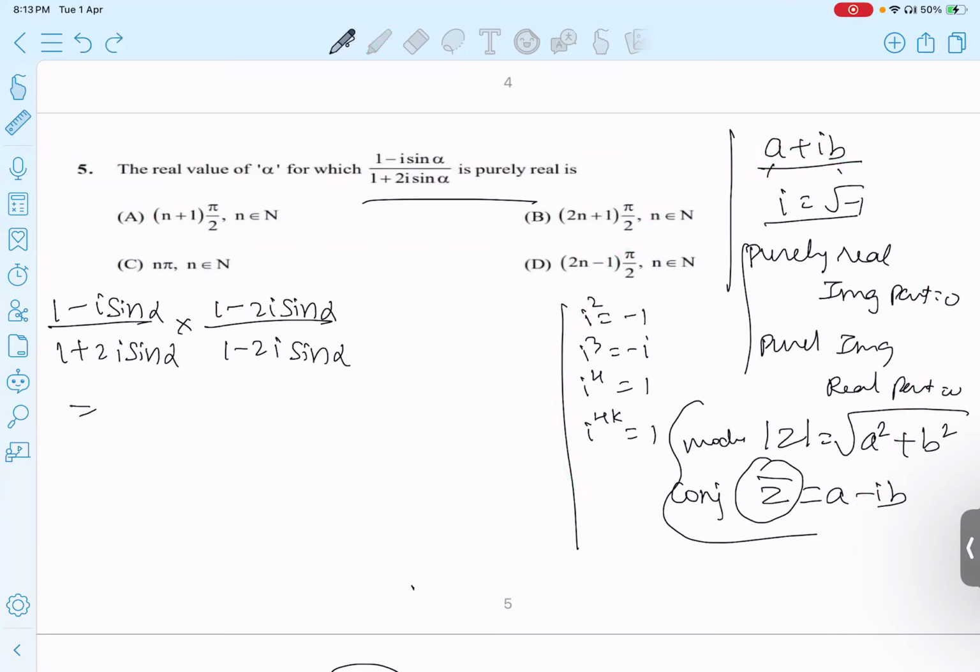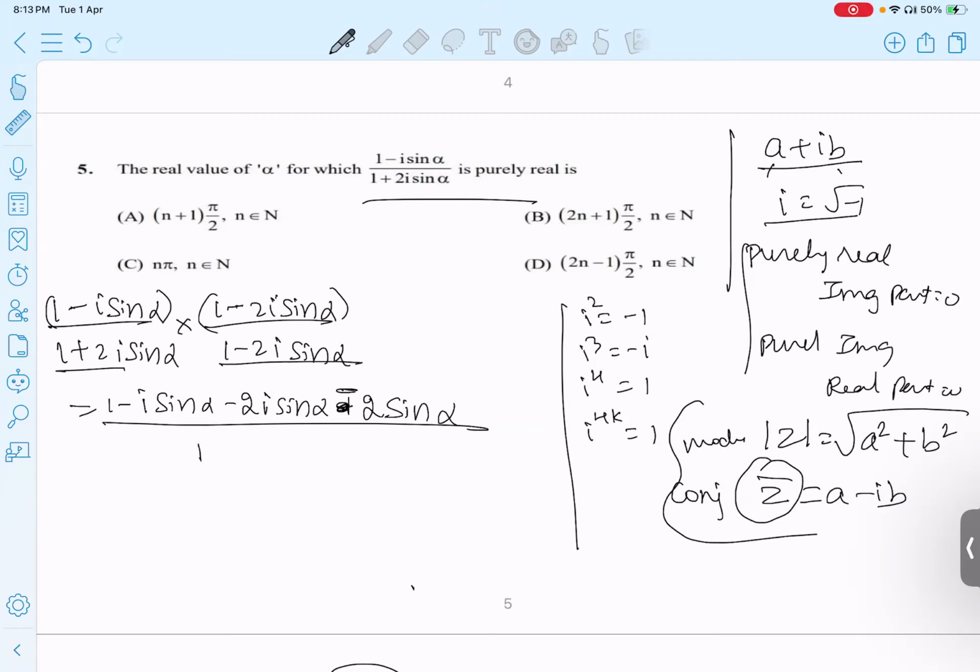Fine, students. Now multiply the numerator separately, which gives us 1 minus i sine alpha minus 2i sine alpha. Minus into minus gives you plus 2 i square. i square is what? Minus 1. So I'm just writing it directly. Divided by the denominator, which looks like a plus b into a minus b, that is a square minus b square: 2 square, i square is minus 1, which becomes the plus.